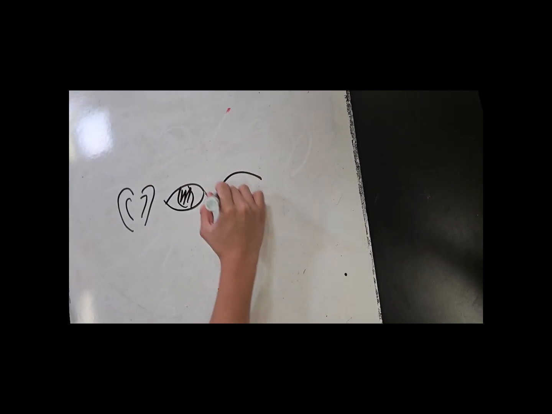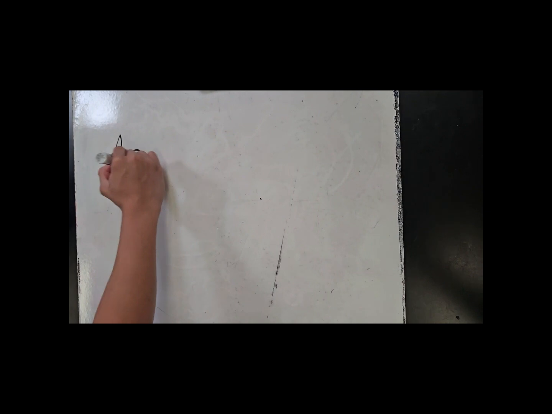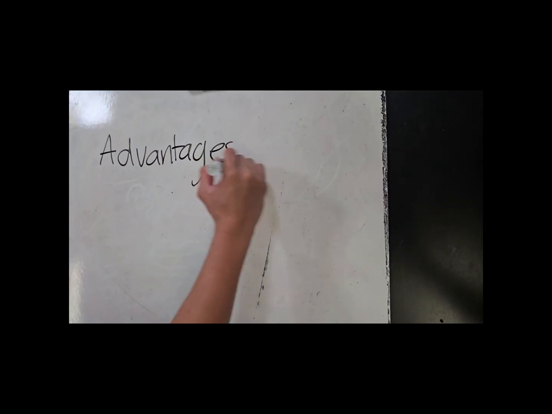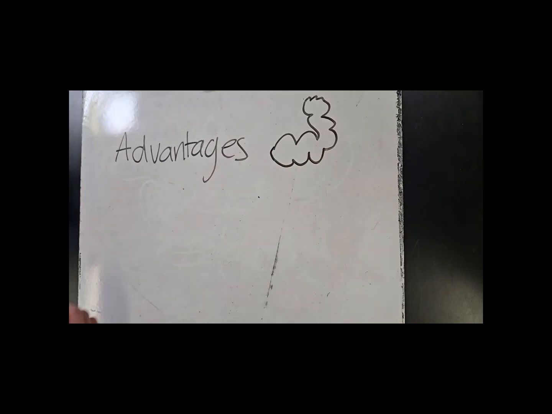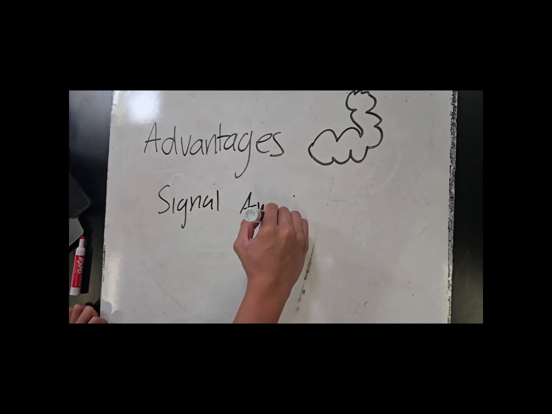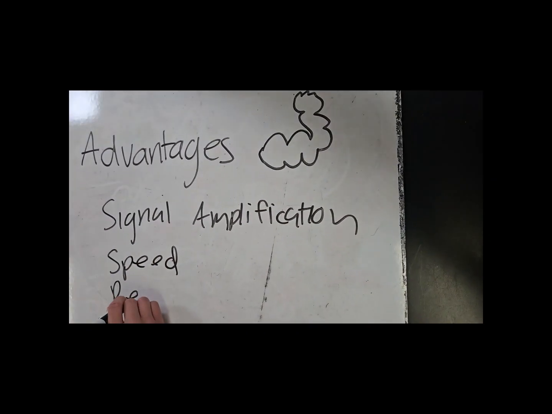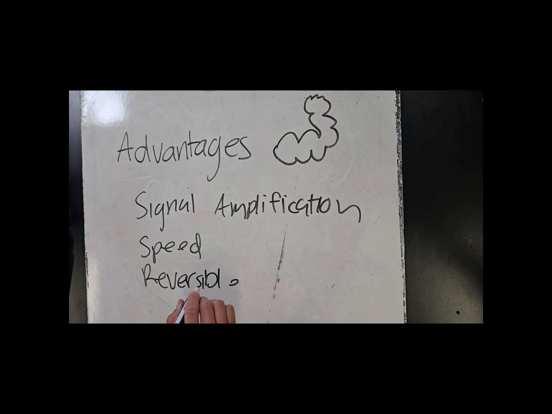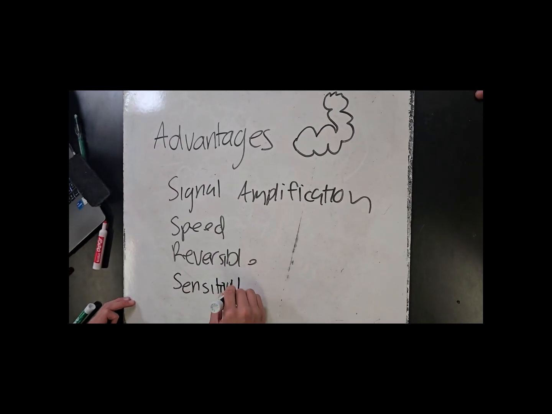Advantages and disadvantages. Signal amplification: one ligand can activate many G proteins, many enzymes, and thousands of second messengers, so it has a very powerful response. It's also very fast. Signaling is normally in seconds, and good for immediate responses. It's reversible, so GTP hydrolysis turns the signal off. The system can reset quickly. And lastly, sensitivity: it can respond to very low concentrations of ligand.